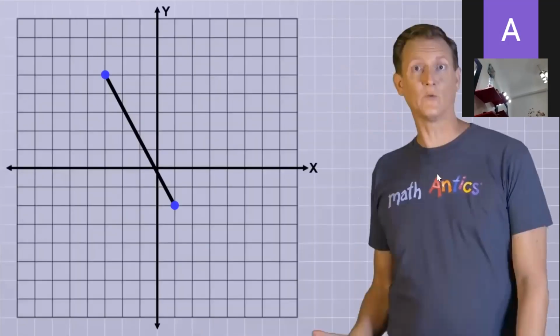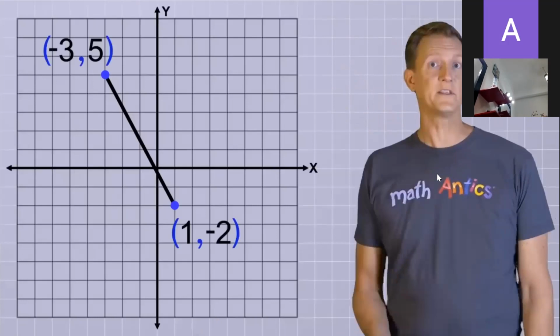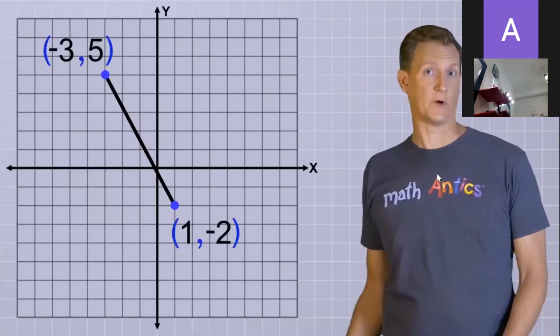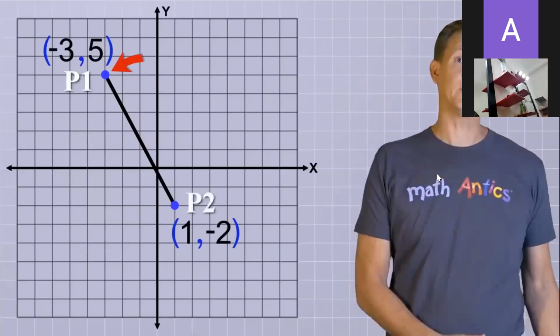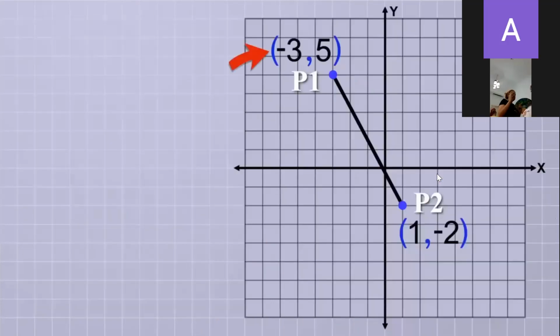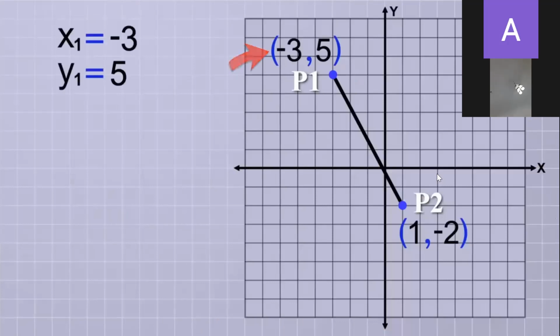Again, we're given 2 points, but this time they're already shown on the coordinate plane for us. We'll label this one that's furthest to the left, point 1, and the other one, point 2. That means this point's coordinates will be x1 and y1, and this point's coordinates will be x2 and y2.